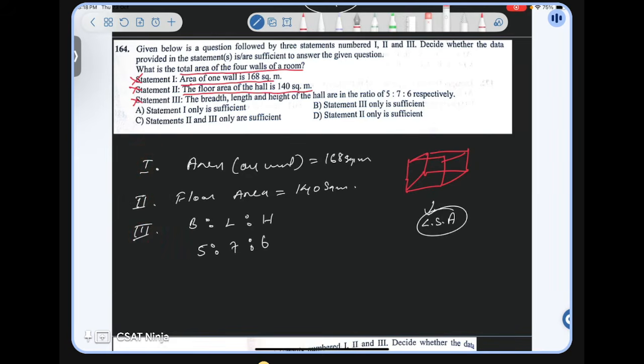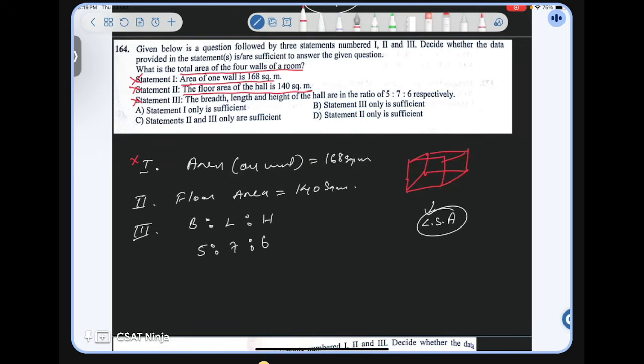So now let us combine the statements here. One thing I'm clear about is that I don't need to use statement number one. Why? Because I don't know which side it is. So I can eliminate this option directly.